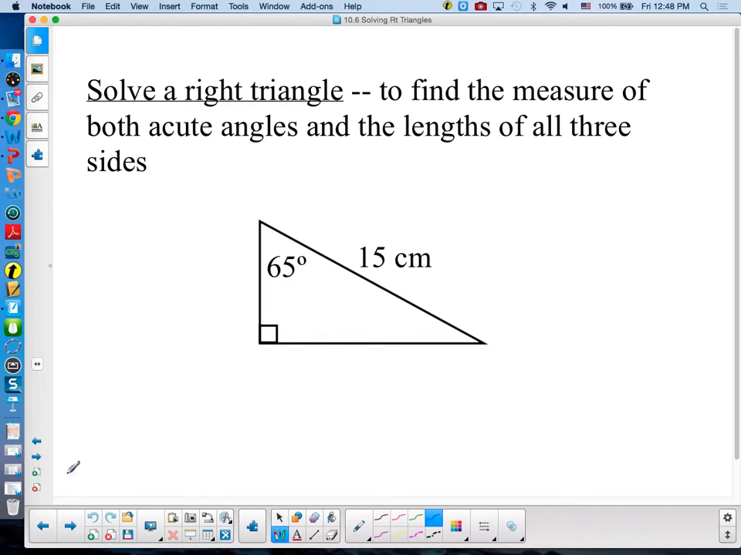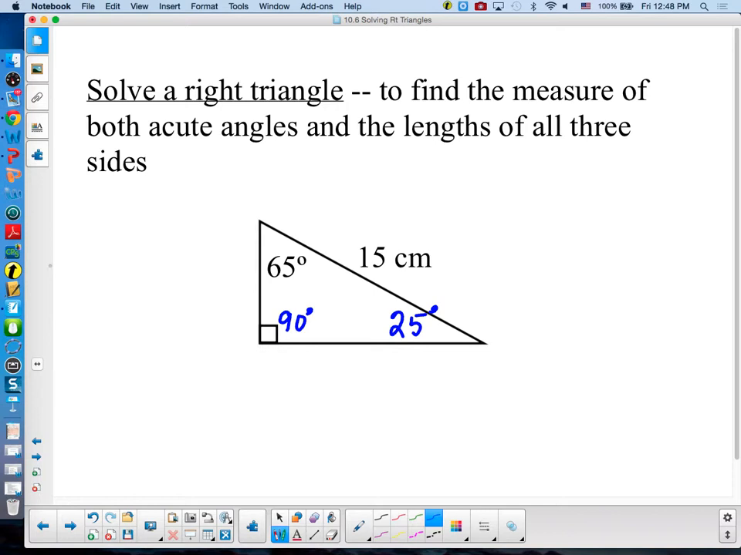Some of that information will be known. What do we know on this problem so far? It's a right triangle, so we know this angle's 90. We also know another angle is 65 degrees. How do you get the other one to be 25? Triangle sum theorem. So now we know all the angles.